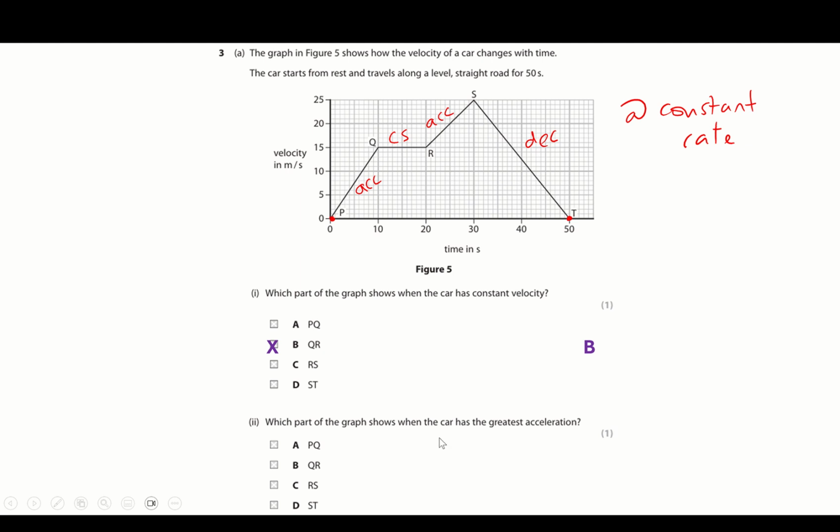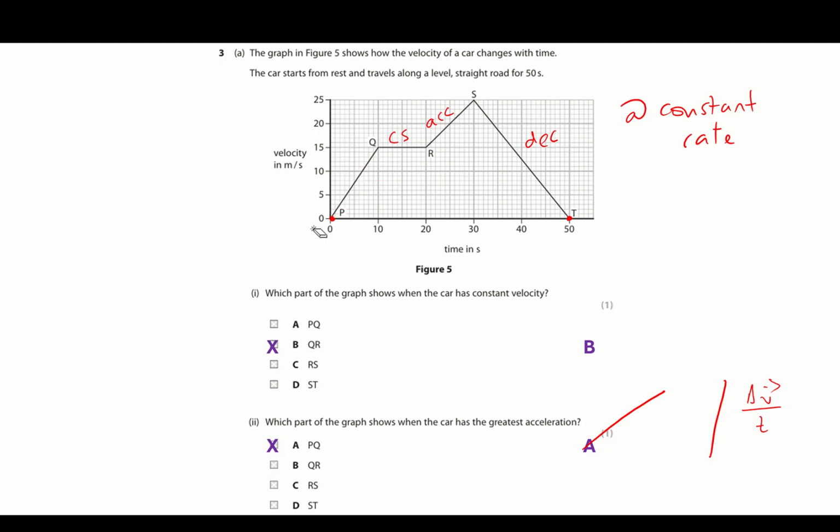Which part of the graph shows when the car has the greatest acceleration? We just want to find lines that are going upwards like that. And the steeper it is, the higher the acceleration, because you've got a greater change in velocity over time. So we're going to look at the two upwards bits, and that part, QP, is steeper than SR. So P to Q.